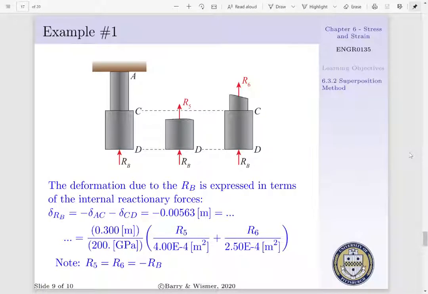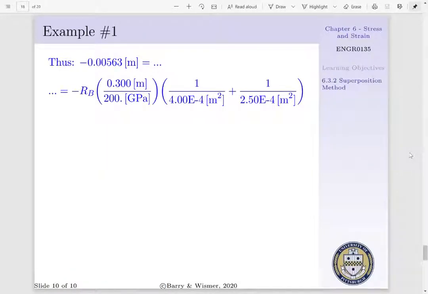We note from our free body diagram above, the R5 is equal to R6, and both are equal to minus RB. Thus, we can say minus 0.00563 meters is equal to minus RB times the quantity of 0.300 meters per 200 gigapascals times the quantity 1 per 4.00 e to the minus 4 meters squared plus 1 per 2.50 e to the minus 4 meters squared. Thus, we can solve for RB, and we find RB to be 577 kilonewtons.